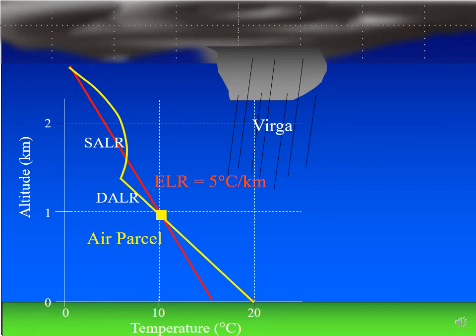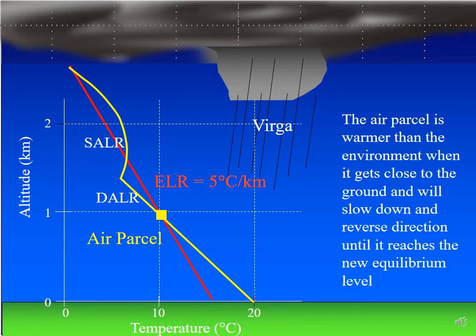So our air parcel never made it down to the ground, which means that it's not going to be conducive for a downburst. What was the difference here? The difference was the environmental lapse rate. The environmental lapse rate was more stable than the previous example where we had a neutral atmosphere. So the air parcel is warmer than the environment when it gets close to the ground and will slow down in reverse direction until it reaches the new equilibrium level.